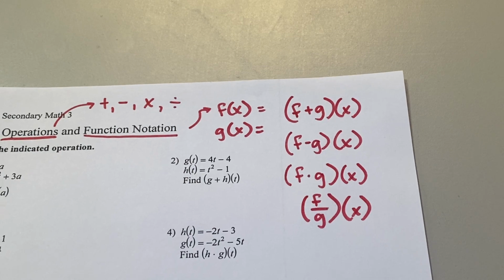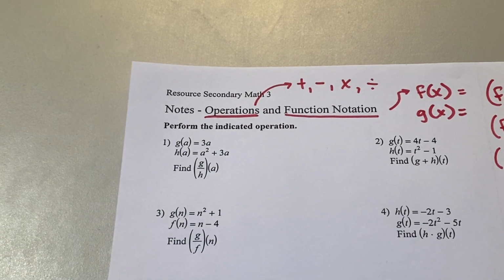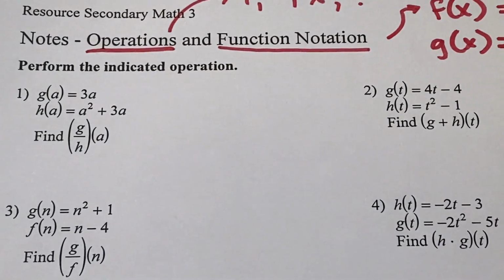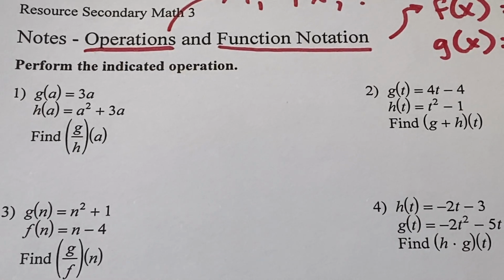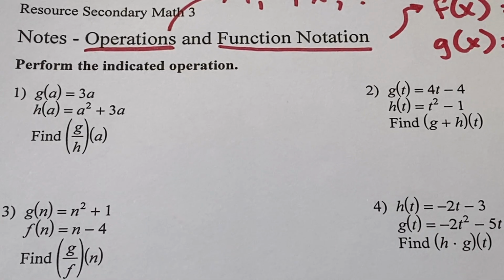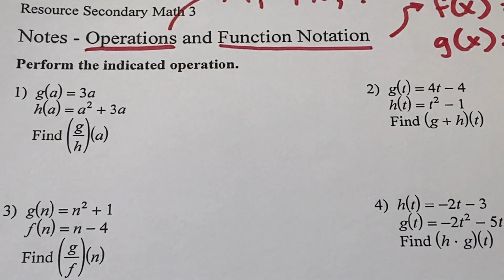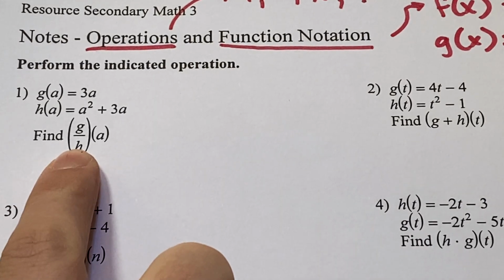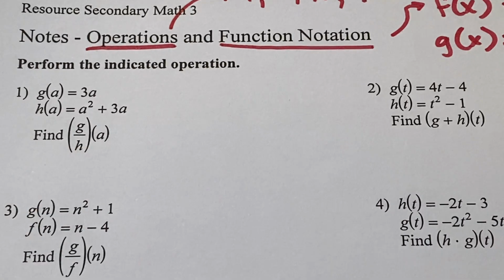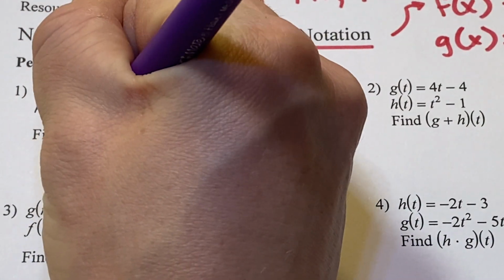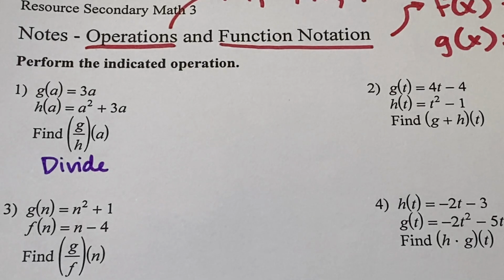Okay, so let's go ahead and look at number 1 now. Okay, so I am given 2 functions. I'm given g of a and I'm given h of a. It really does not matter what variables they're using. Okay, this is our first function, this is our second function. Okay, what is it telling us to do with these 2 functions? It's saying find something of a. What's it telling us to do here? Add, subtract, multiply, or divide them? Divide them, okay? Whenever we see that little fraction, we know we need to divide these 2 functions.